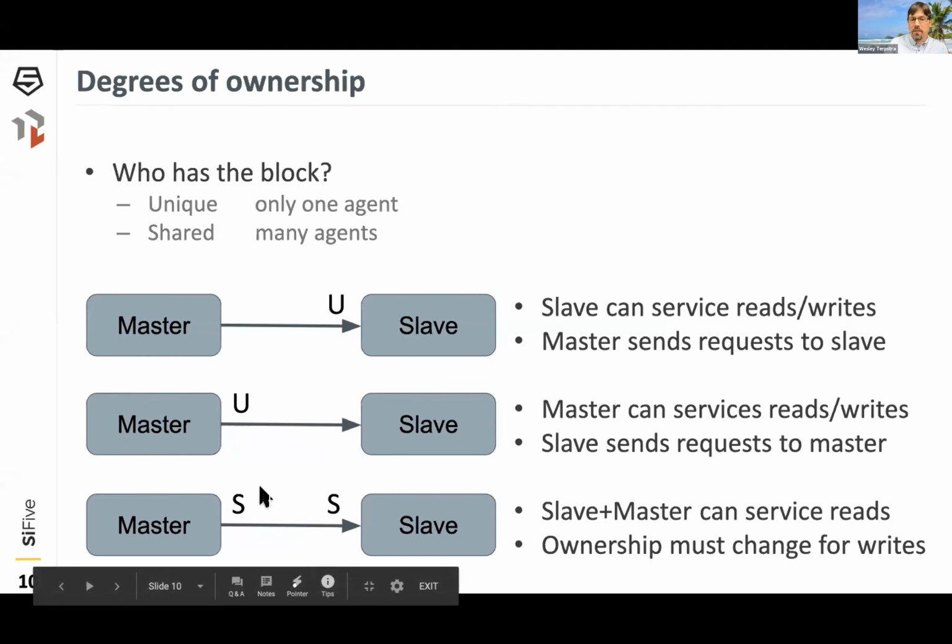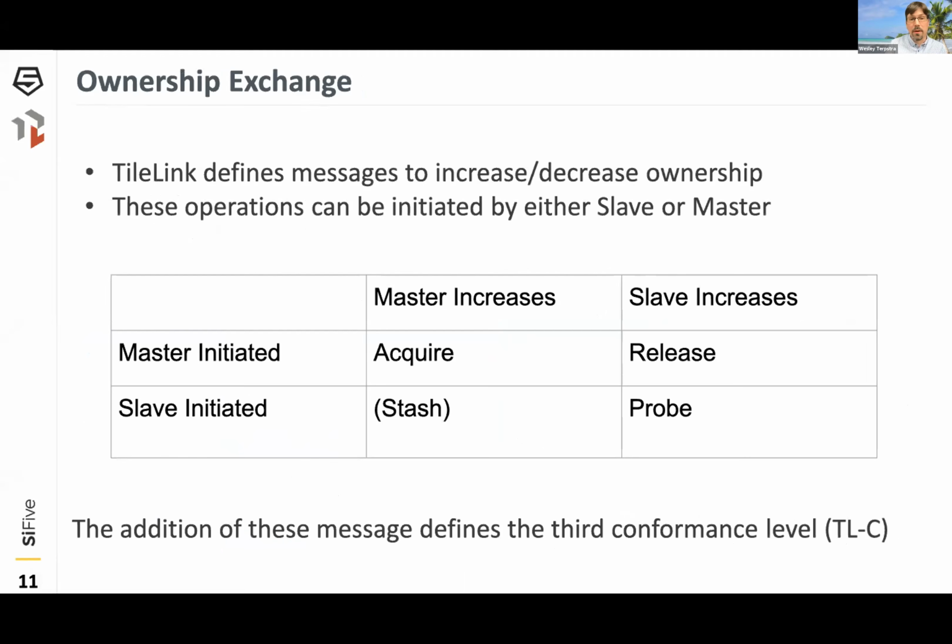And finally, there's the case where you can have it shared. So both the slave and the master have a copy, and they can both therefore service reads, but neither of them can perform a write until a change in ownership happens such that one of the sides is unique. So that's the way TileLink ownership operates.